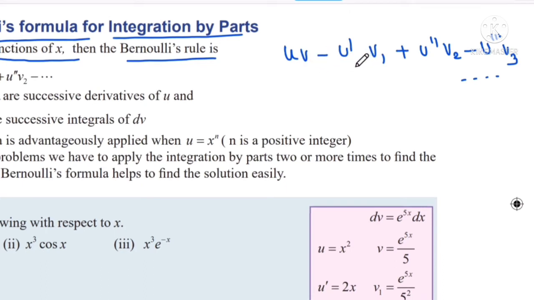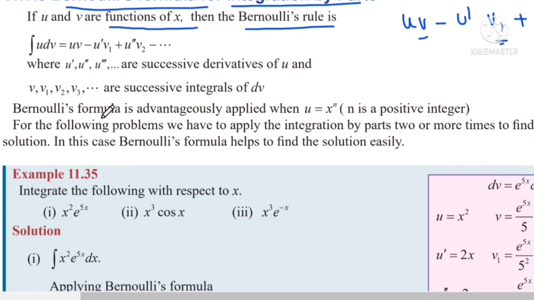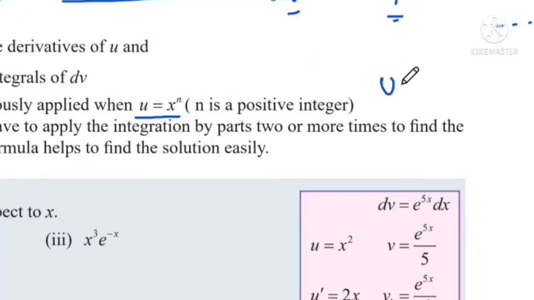So one function you keep differentiating, the other function you keep integrating. Whatever function you have chosen as u, you keep differentiating, and the other you keep integrating. When will you use Bernoulli's formula? It is very useful when u is x power n. If u is x power n and n is more than 1, suppose 2 or 3, you can always use Bernoulli's formula. It will be very easy.